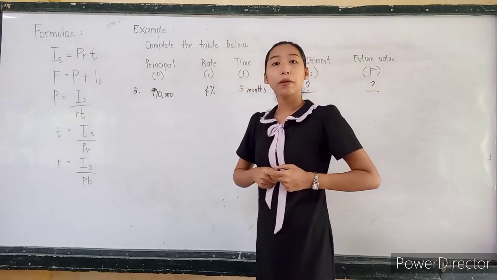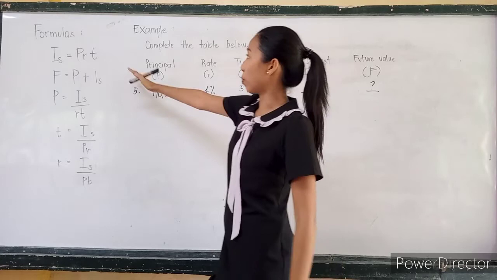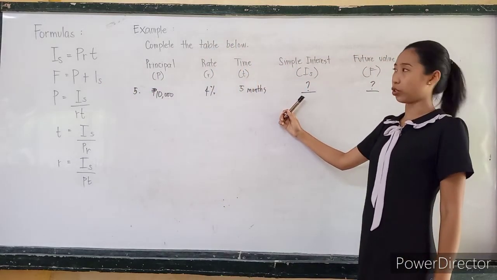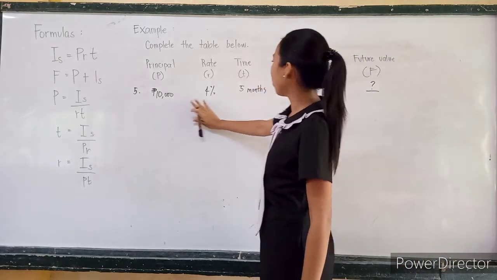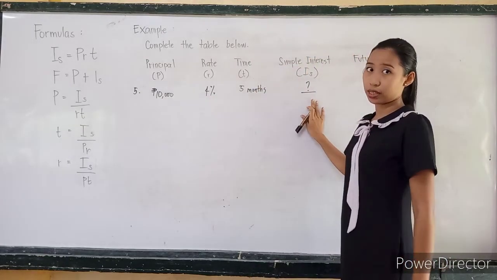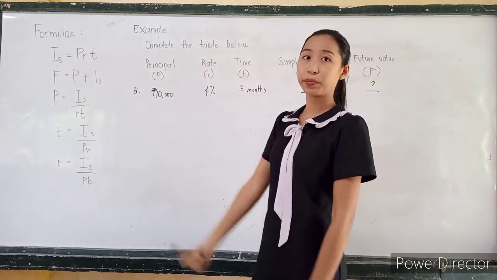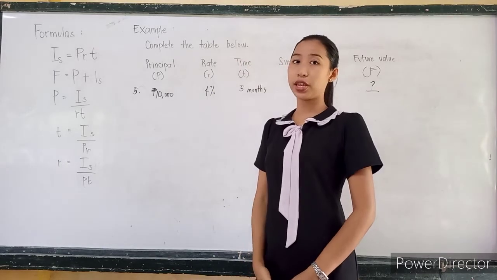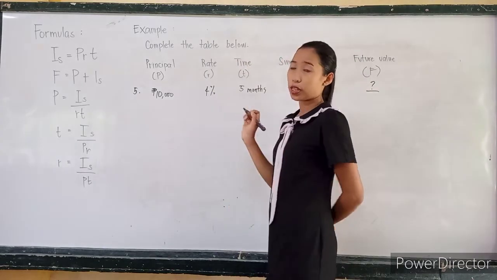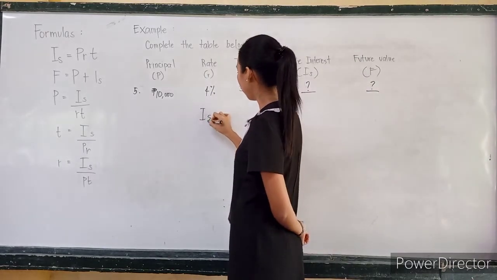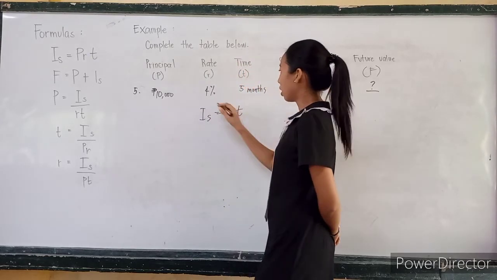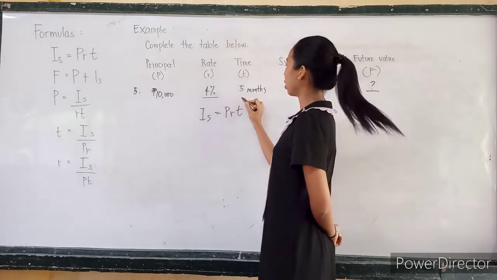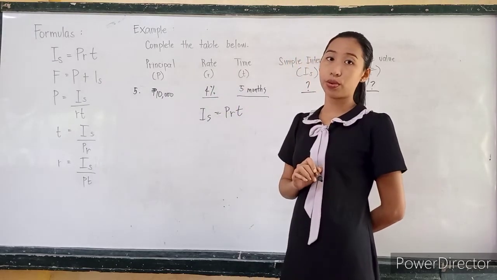Therefore, our next step is to choose a formula for our first problem, which is finding the simple interest. So, you have P, you have R, you have T, you're looking for IS. Which one would you choose? Correct. It's the first formula. IS is equal to P, R, and T. But before we proceed to our substitution, we are going to convert the rate into decimal, and this one also we are going to convert into years.